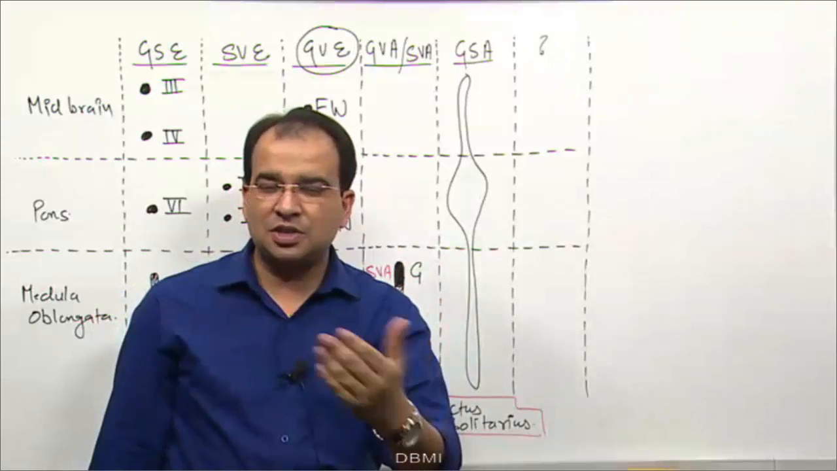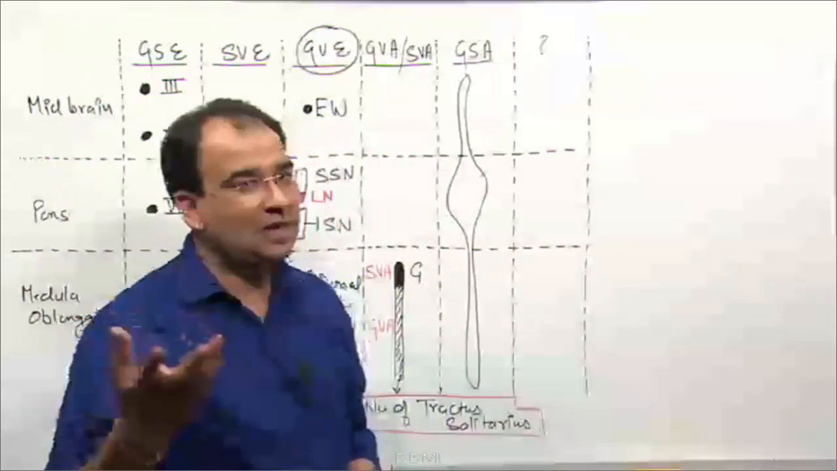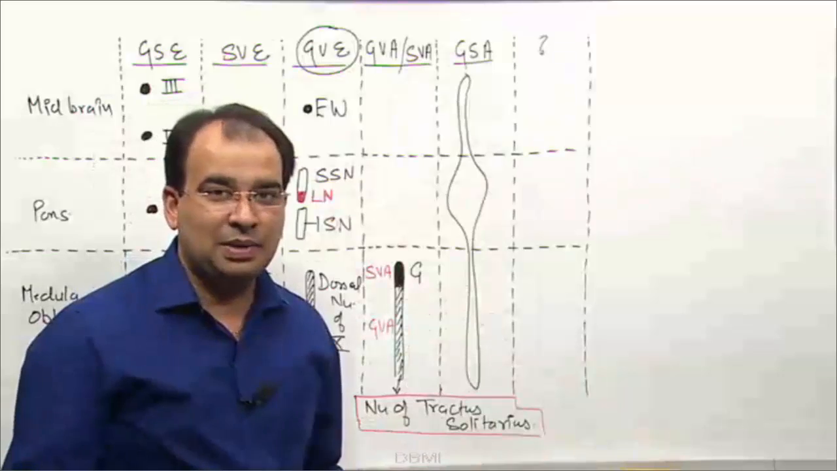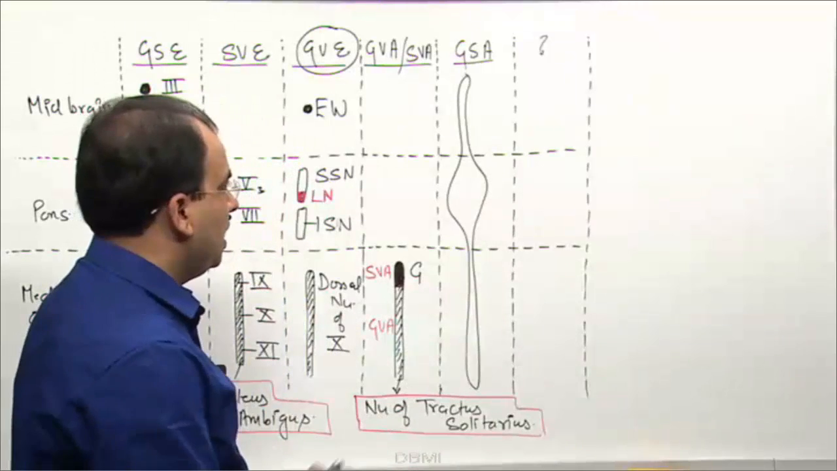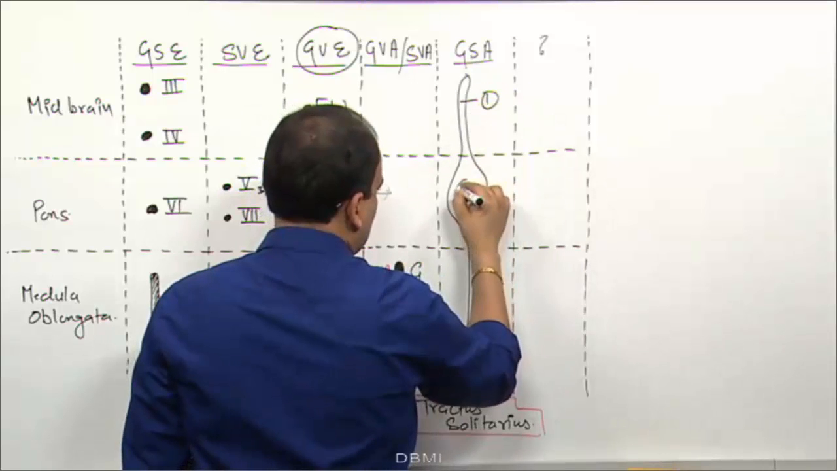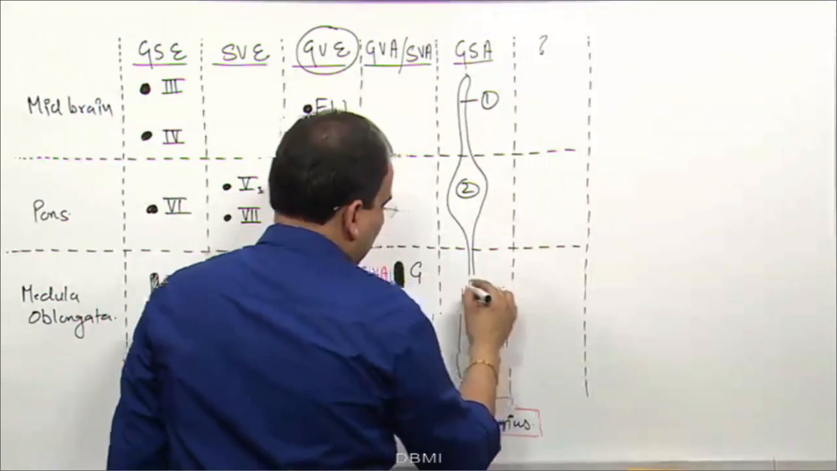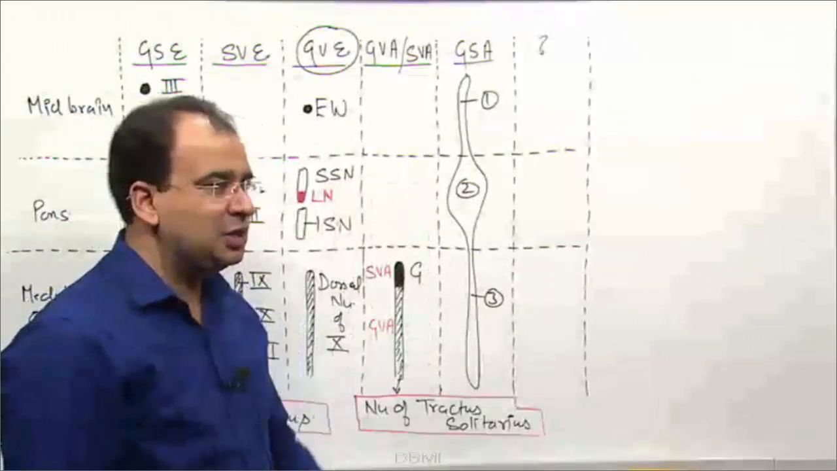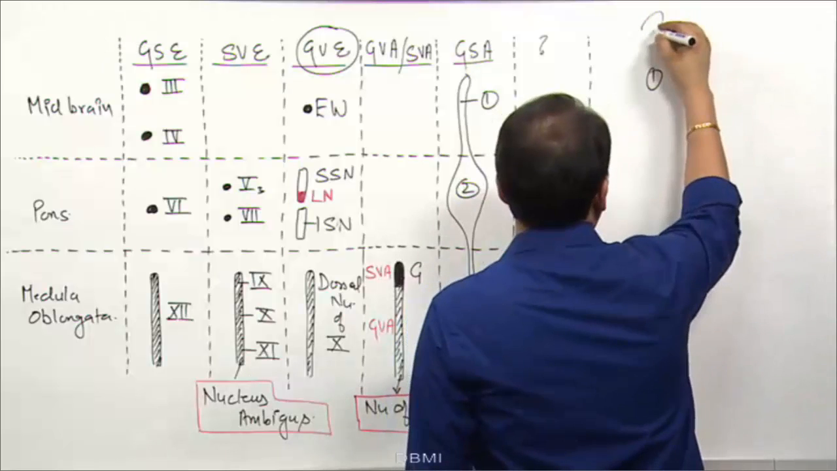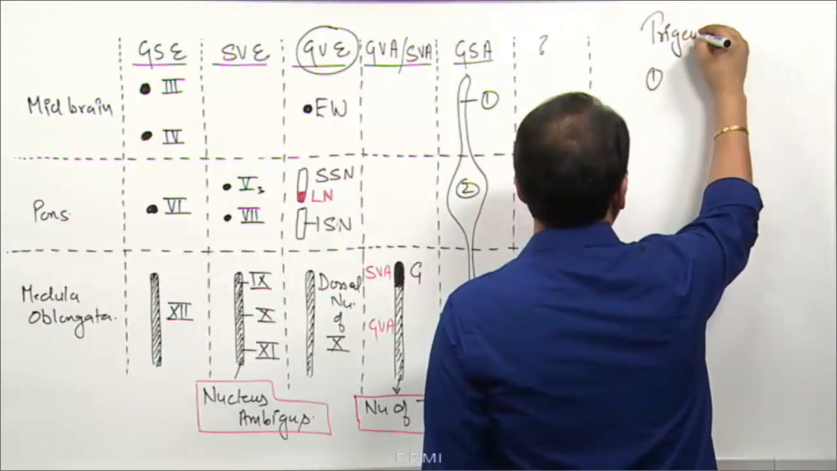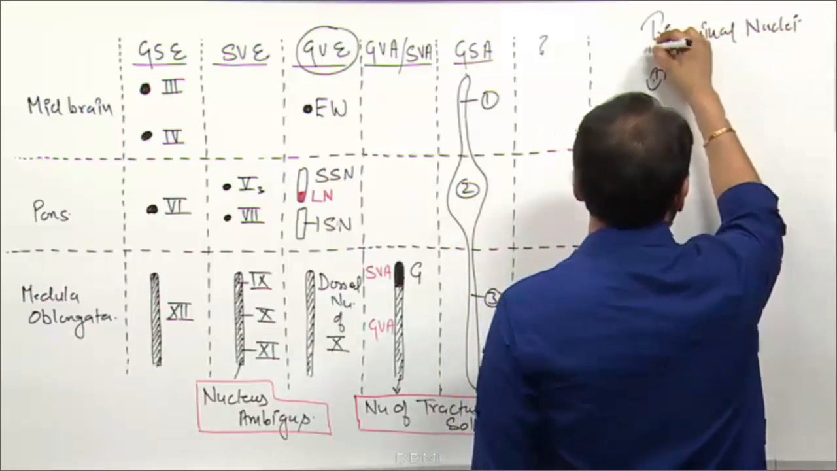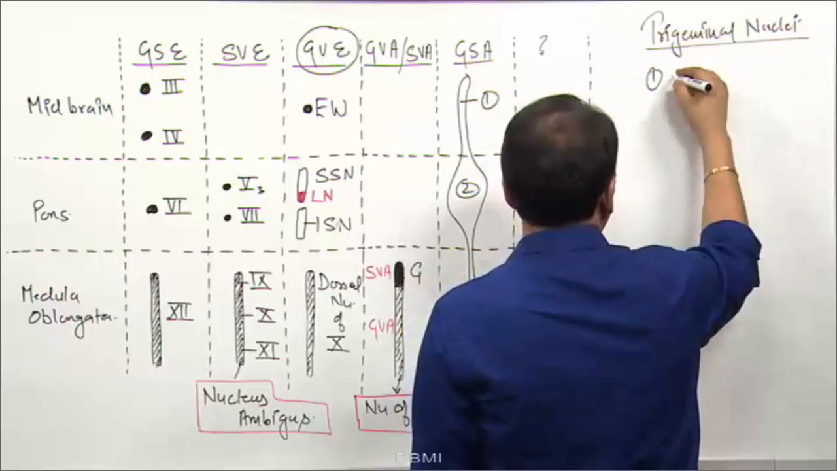And what nerve carries the general sensation from the face? That's the trigeminal nerve. So this is collectively called the trigeminal nucleus, but I have to give it different names. If I number them 1, 2 and 3, these are the three parts, or the three sets, of this nuclei. Collectively this is called the trigeminal nucleus or trigeminal nuclei, which has three parts.